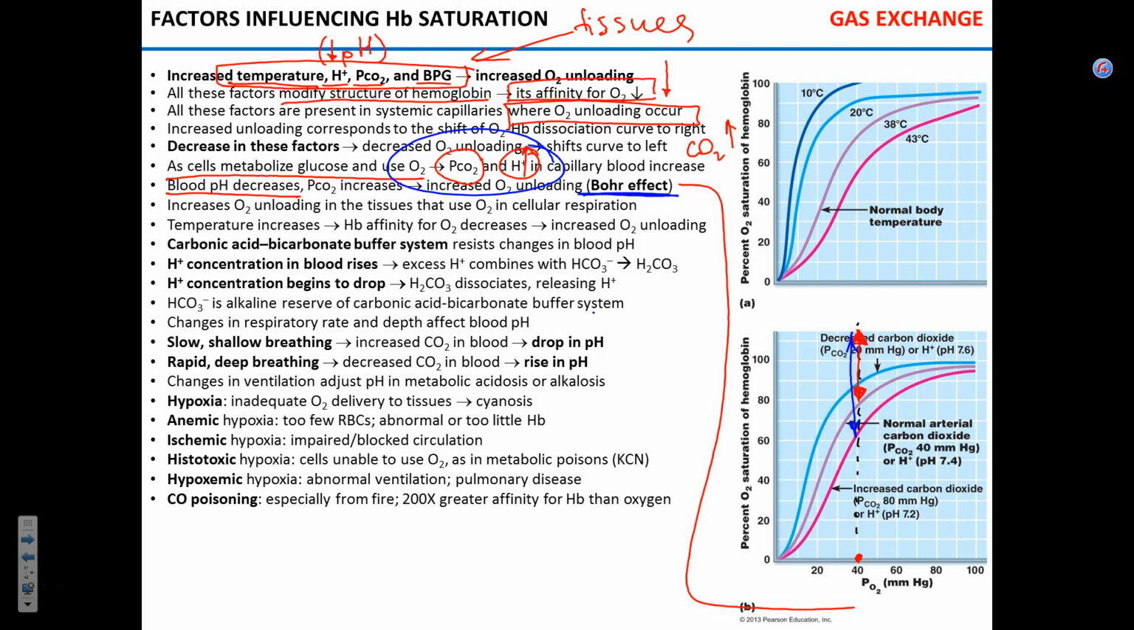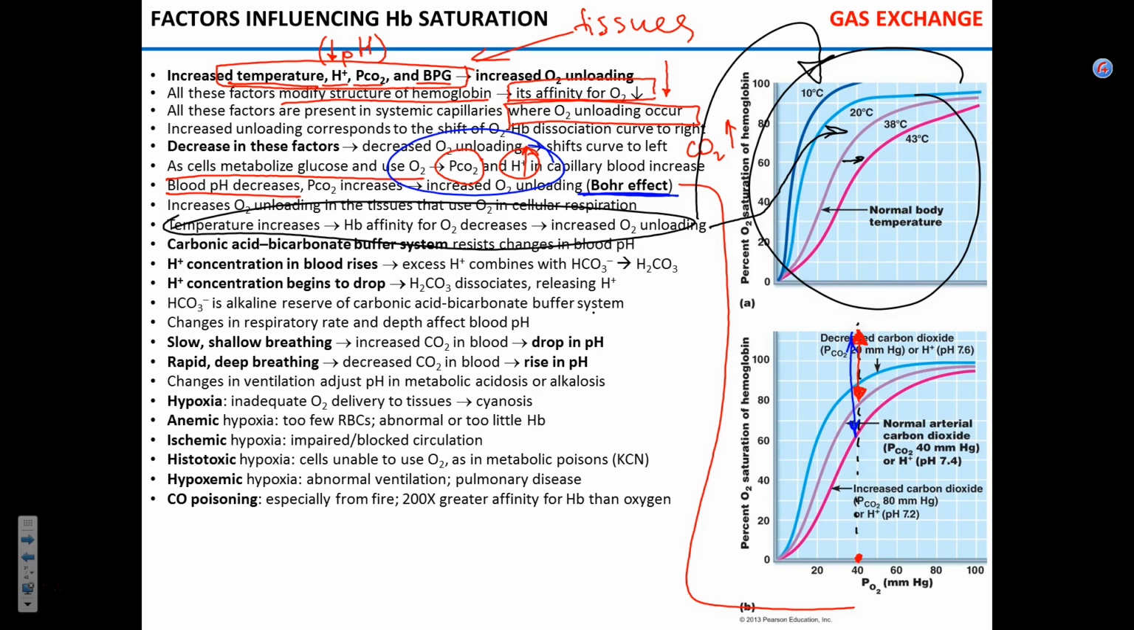And here's the deal. The same happens in the tissues. Tissues that are metabolically active, what happens to the temperature in those tissues? It goes up. And it turns out elevated temperature will also cause the curve to shift to the right. Look at the image on the right side at the top. Okay? So elevated temperature will cause the shift of the unloading curve to the right. Does it make sense?